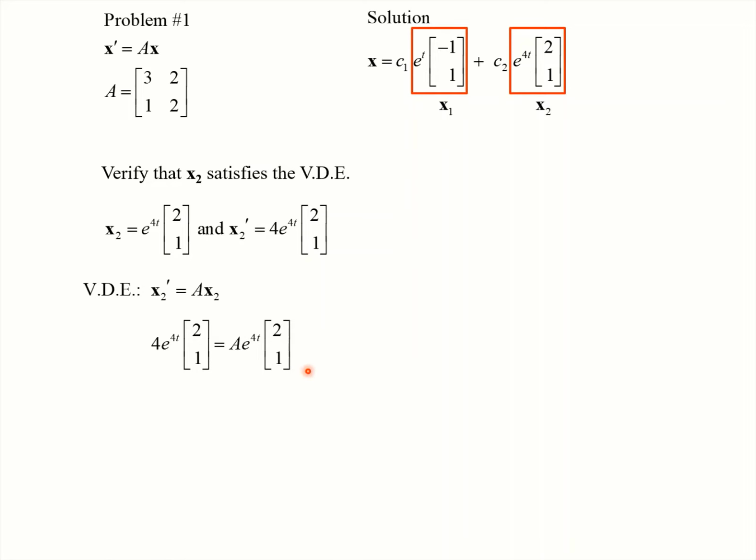I'm going to go ahead and put A there. Okay, so we know what A is. So that's what I did. I'm going to bring the e to the 4t over to the left side because it's just a scalar when it comes to matrices. And I'm going to multiply the matrix 3, 2, 1, 2 together with 2, 1. And I'm going to get 6 plus 2, which is 8, and 2 plus 2, which is 4. And then on the left-hand side, I'm going to bring that 4 into that matrix. And look what I end up getting.